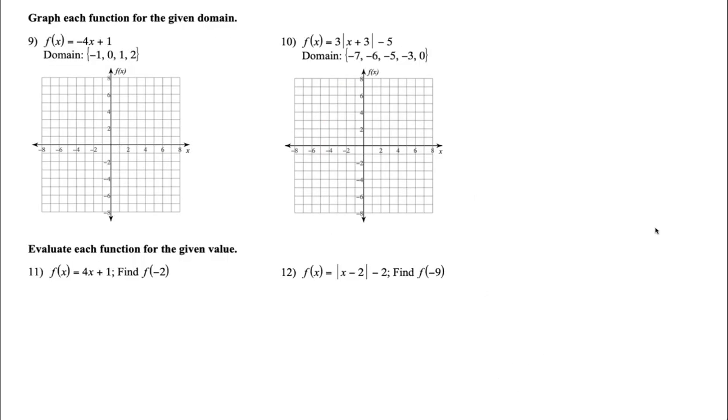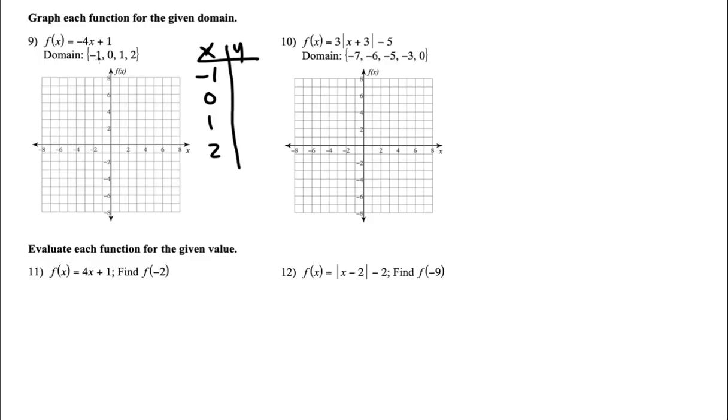These problems are asking us to actually evaluate the function. So it's telling me for the x's right here, for each of these x's, what is the y? So if I put in, we'll come over here, I'll make a little xy table for number 9. It's asking me to put in -1, 0, 1, and 2.